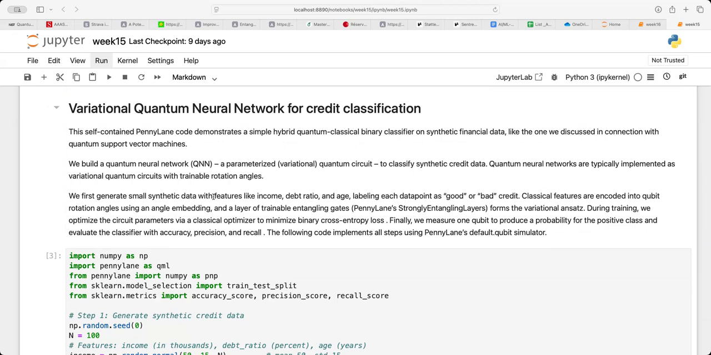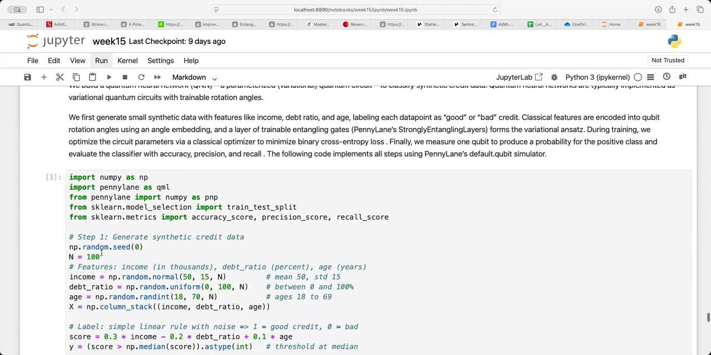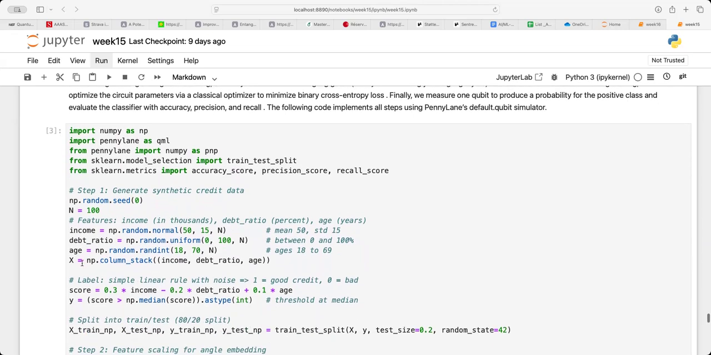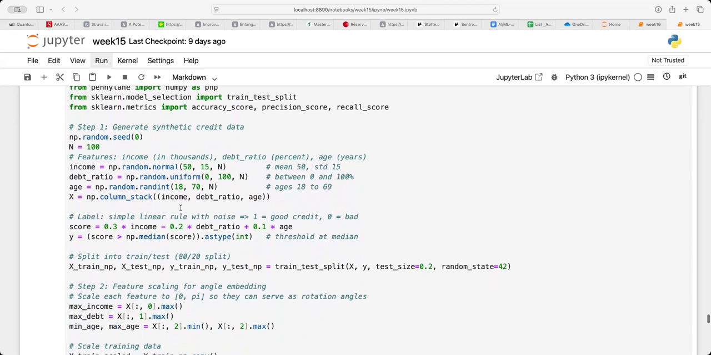And this is just a synthetic data set which contains features like income, debt ratio, and age. And then we label each data point as good or bad credit. So this is just a fake data set which we are making. So in this case, we would have 100 data points, and then we set up just the income, debt ratio, and age by just random numbers, as you can see here. So this defines your input. And then we have a simple linear rule with some noise, which defines, so 1 is good credit and 0 is bad credit. And these are the data which we want to train.